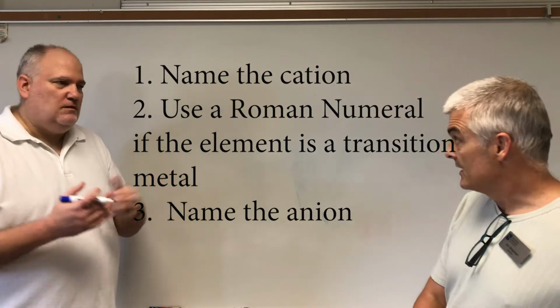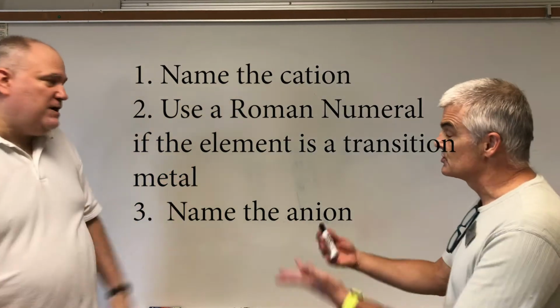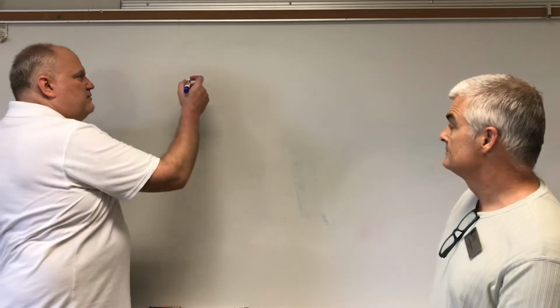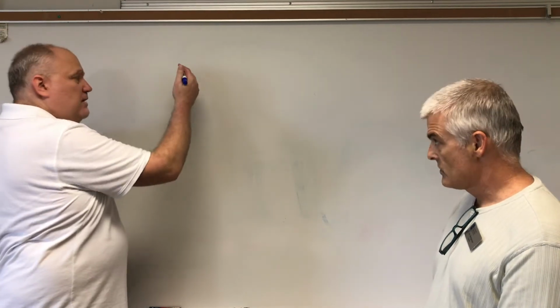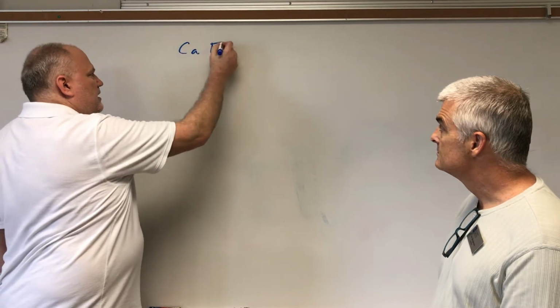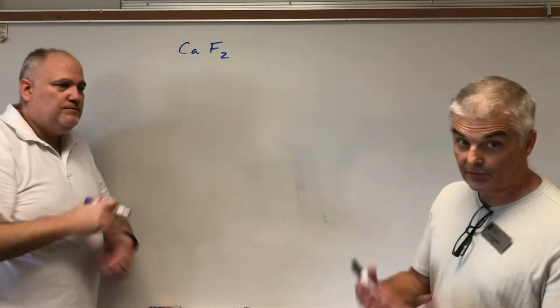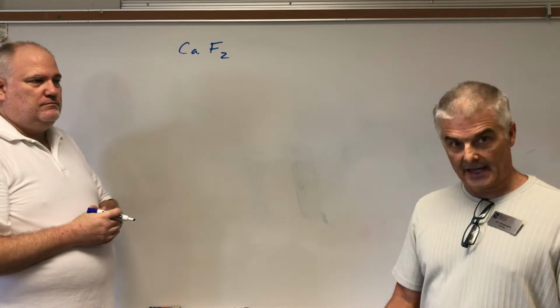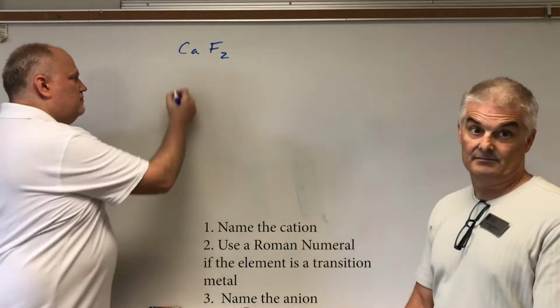Got it? All right, so what example would we do? So in this case right here, I'm going to give you the formula first, and we're going to work backwards from it. So let's go CaF2. All right, so the first rule says name the cation. Ca, calcium.